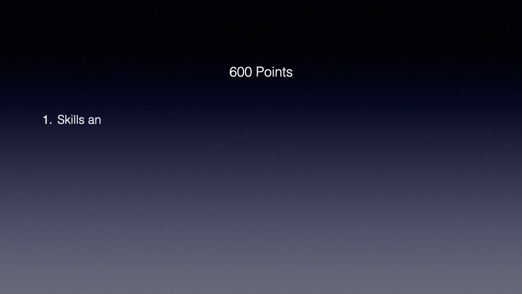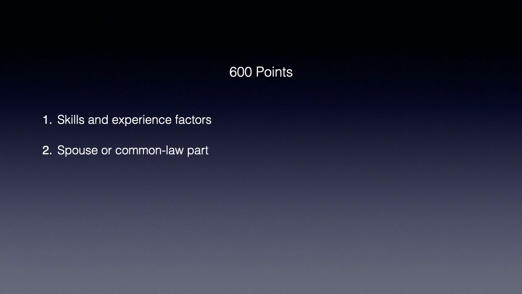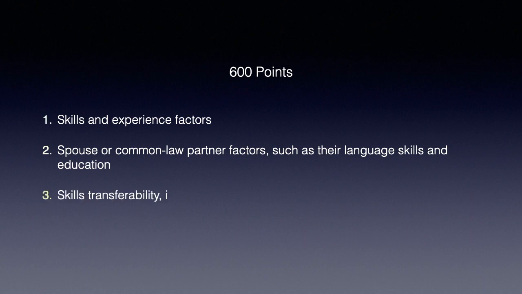So the first 600 points include number 1, skills and experience factors; number 2, spouse or common law partner factors such as their language skill and education; and third is skill transferability, including education and work experience.